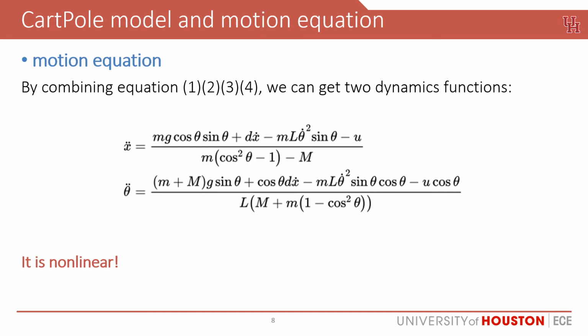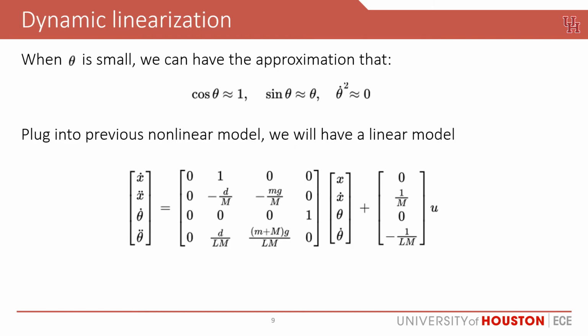And we can see this clearly that it is a nonlinear problem, so we need to linearize it. When theta is small, we can approximate cosine theta to be 1 and sine theta to be theta, and theta dot squared equals to 0. And if we plug in this approximation to the previous nonlinear model, we can have this new linear model, which we will get the matrix A and matrix B.